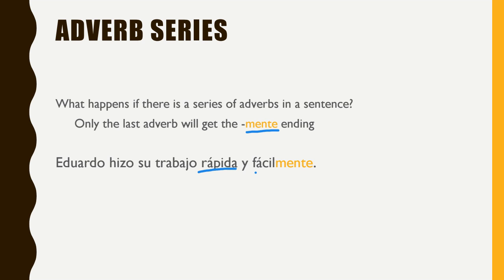Notice that we have two different adverbs here, and they're both describing how he did his work, okay? And so we only have to add the mente onto the end of the second adverb, okay? That first adverb, rápida, we didn't have to add the mente onto the end of it, okay? We did still change the O to an A, but we didn't add mente, all right? So keep that in mind if you've got multiple adverbs in the same sentence.